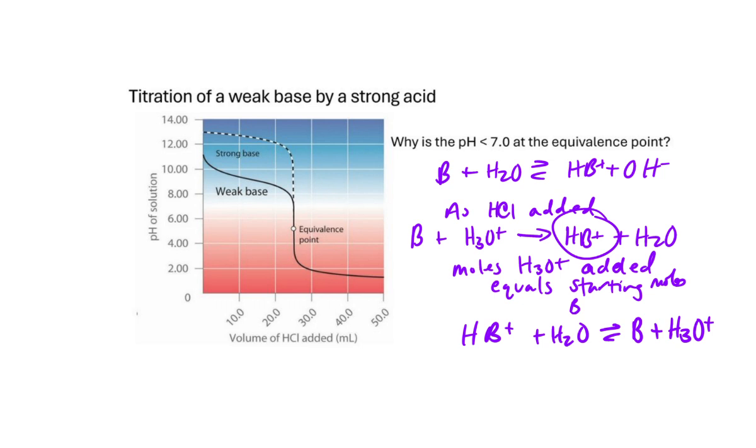And just like we do when we predict the pH of a solution of a salt, we look at what we have on the product side. We see that we have H3O plus, so we have acid present. Because of that, that solution is going to be acidic. Okay. So at the equivalence point, we've completely reacted all of the B, all of the base. It's formed HB plus. Now we have to consider this equilibrium, and so we're left with an acidic solution. Okay. So this equation is why we end up with an acidic pH at the equivalence point.